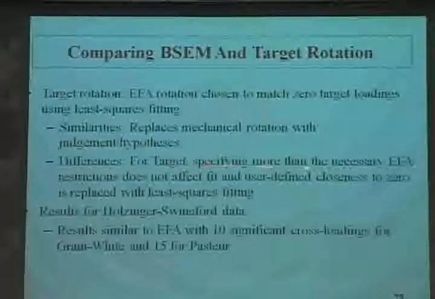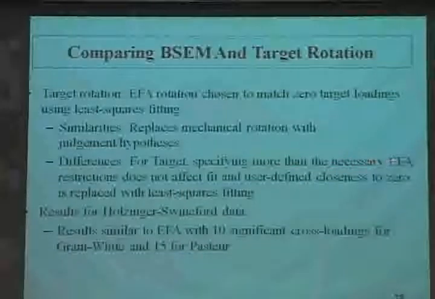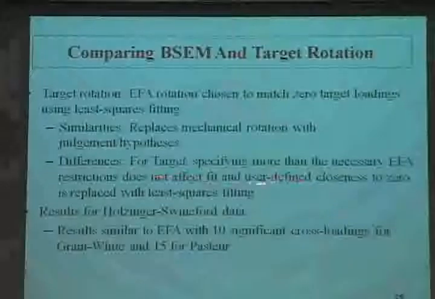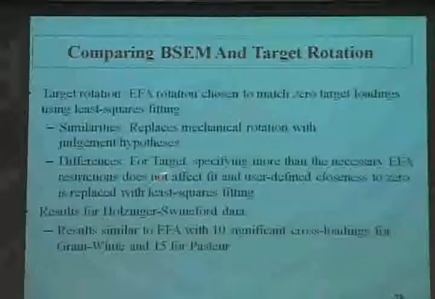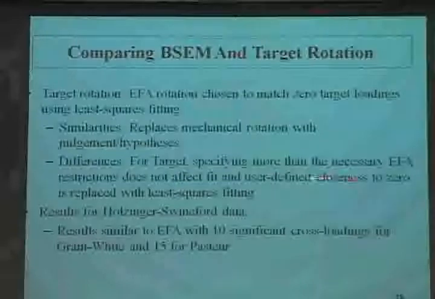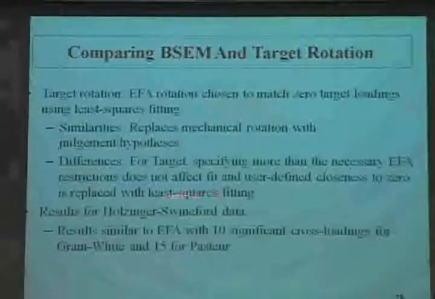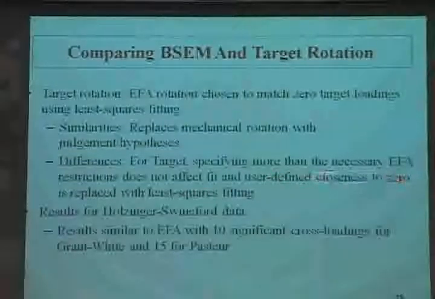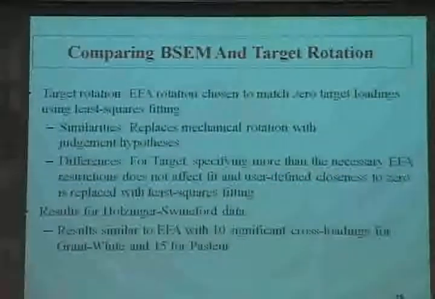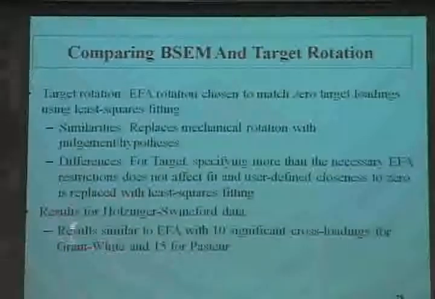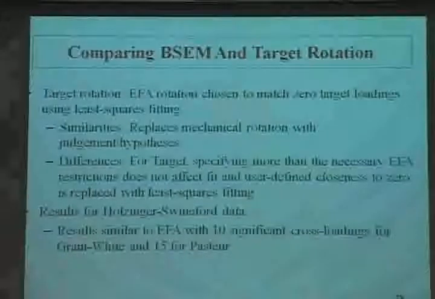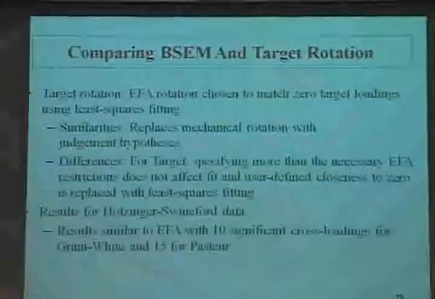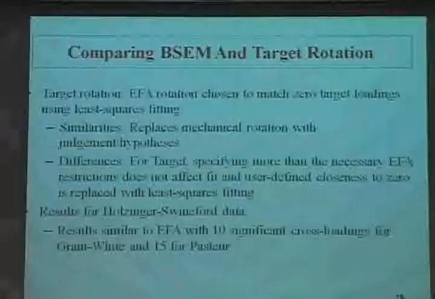The difference is that for target rotation, even if we specify more than the necessary EFA restrictions, the m squared restrictions, that doesn't affect fit. Whereas it does in the BSEM world. And the user-defined closeness to zero is replaced with least squares fitting. So it's mechanical in that sense. Whereas we can define our closeness to zero by the variance of the prior. Actually, for the Holzinger and Swineford data, target gives similar results to EFA, actually with more significant cross-loadings, because the standard errors are smaller for the loadings.